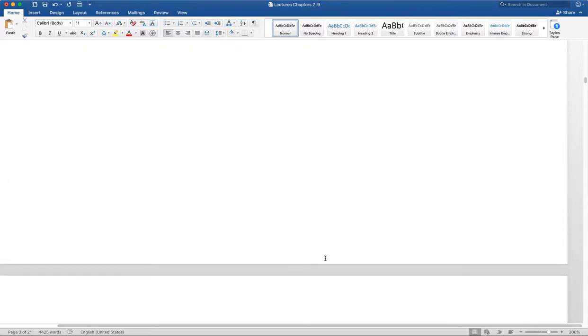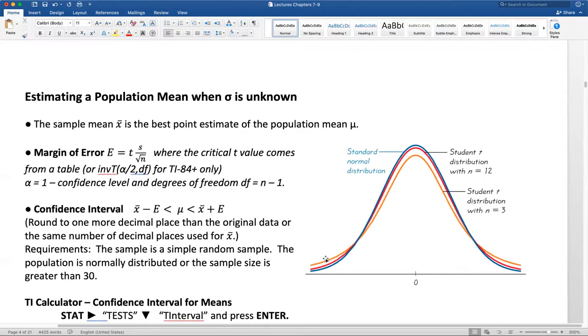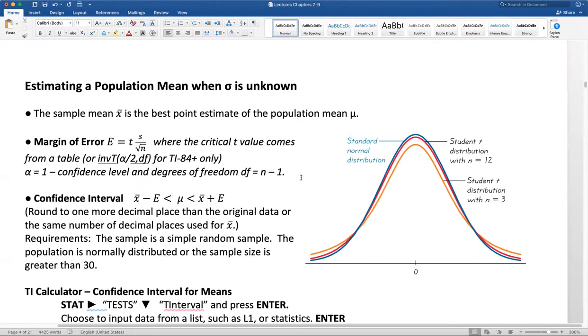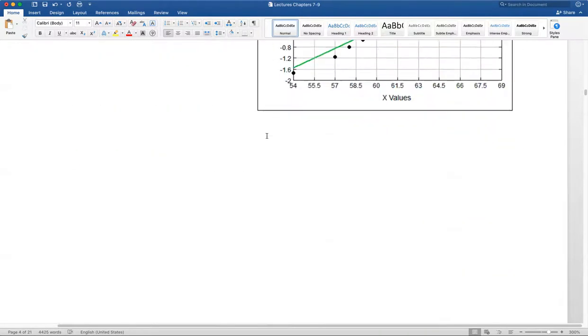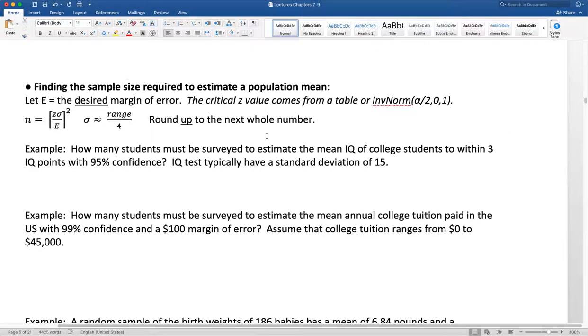So that's all about chapter 7.1. Next time we're going to study how to estimate the confidence interval of the population mean when sigma is unknown, and similarly we're going to figure out how to find the sample size required to estimate the population mean.